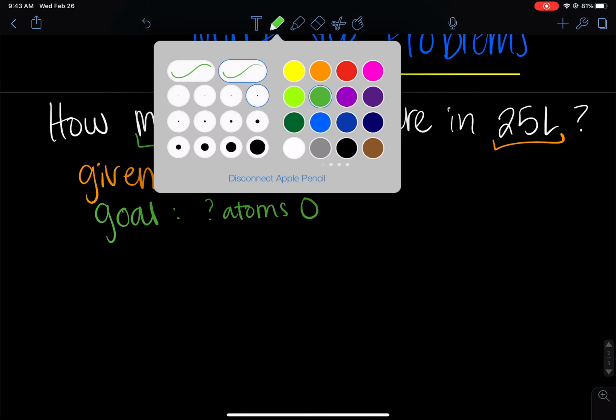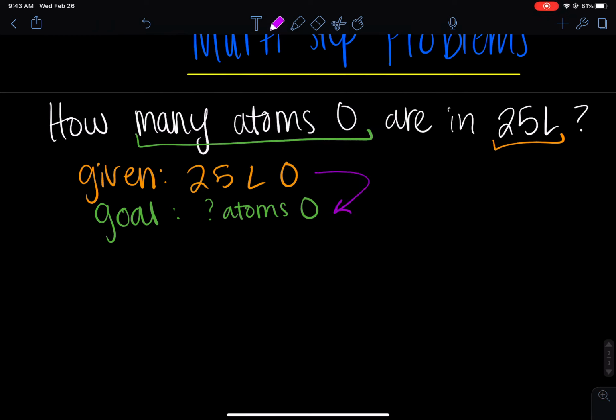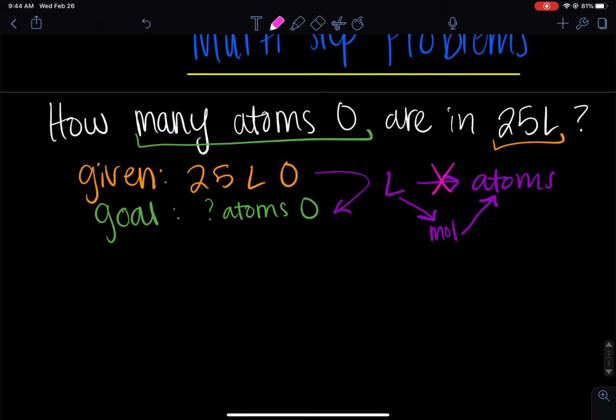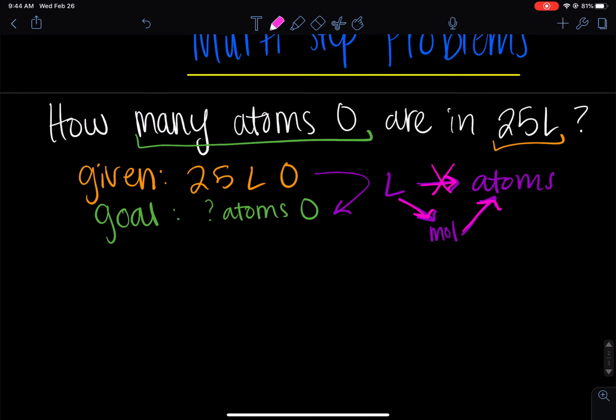Okay, so normally we say, what is a way to go from liters to atoms? And we normally just have one step right here, so one conversion. But we really don't have anything that goes straight from liters to atoms. But we can go from liters to moles and moles to atoms, okay? Since there is no conversion straight from liters to atoms, we have to do this multi-step problem, okay? And that will take me from liters to atoms.